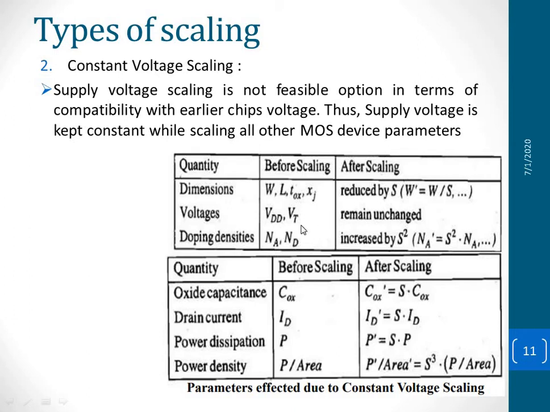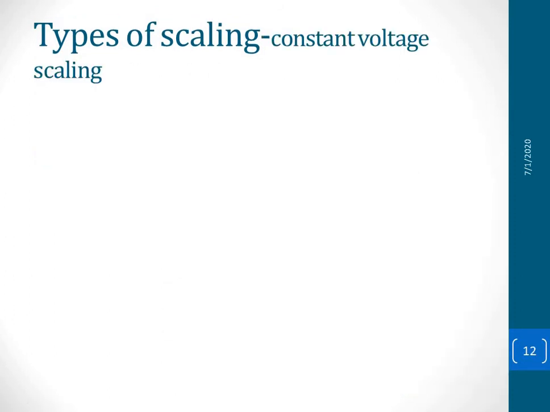Same way voltages VDD, VT, they remain unchanged because, as I said, the supply voltage is kept constant. So we are supposed to keep them constant, VDD and VT. Doping concentration we can change, so it is increased by S square. So what happens before COX, it was before, now COX is changed. ID was before, ID is changed to S into ID. Power dissipation, it is not much reduced, it is further multiplied. Whereas power density, it is again multiplied. So it is more preferred, but the power dissipation is not reduced.